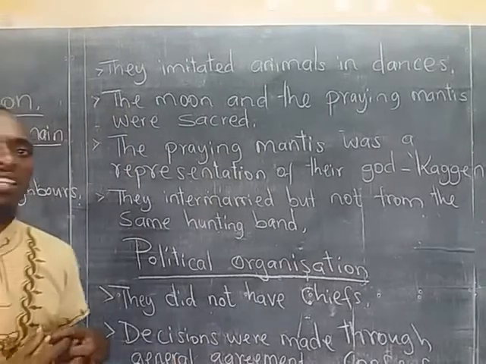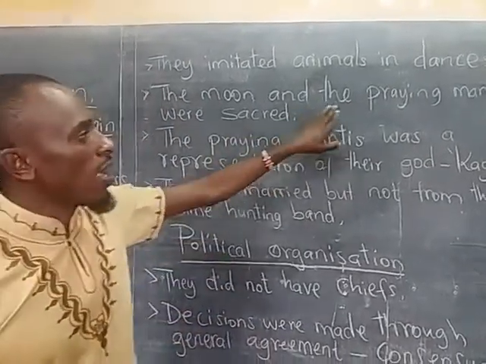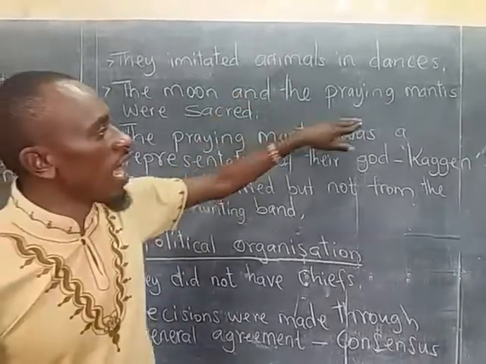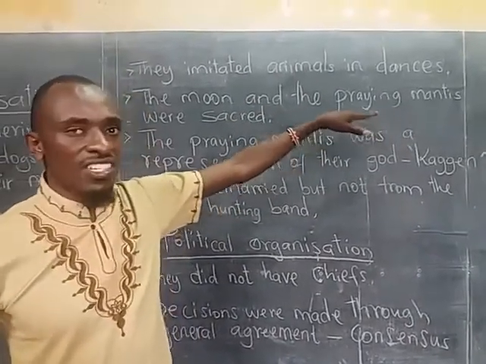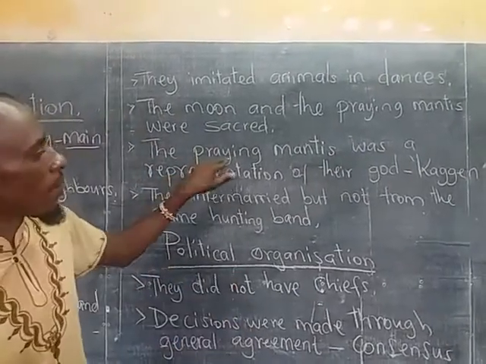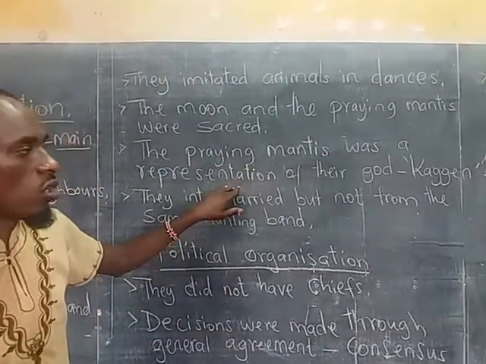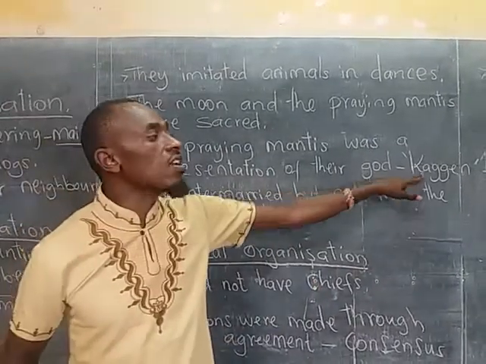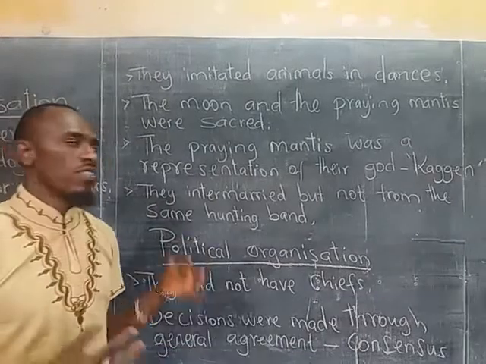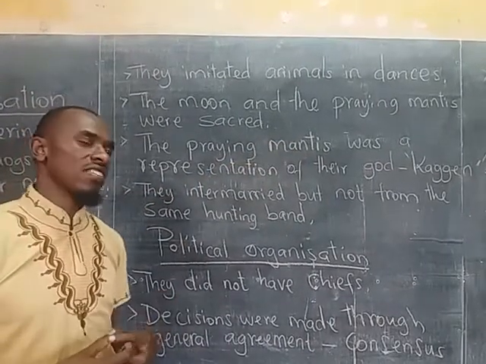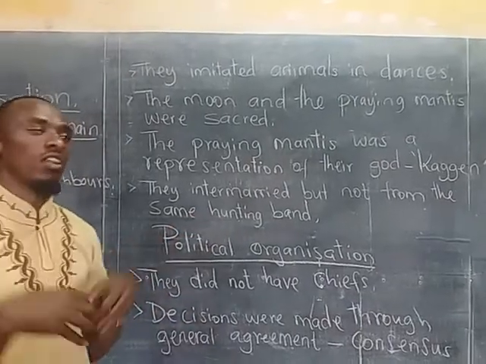We said that Africans believed in a supreme being. Among the San, the sun, the moon, and the praying mantis, which is an insect, were very sacred. You should know that the praying mantis was a representation of their god. Their traditional god was known as Kagane. So they believed that the praying mantis was a representation of their god here on earth.